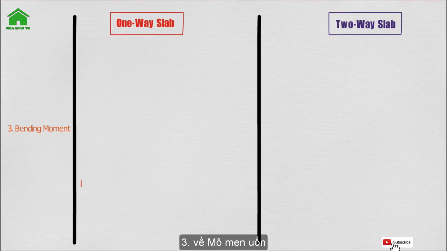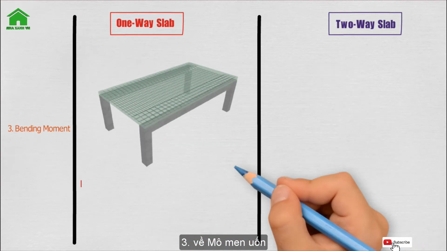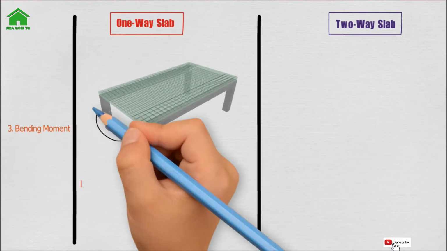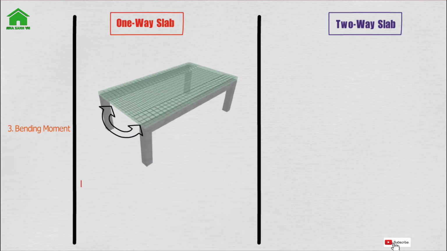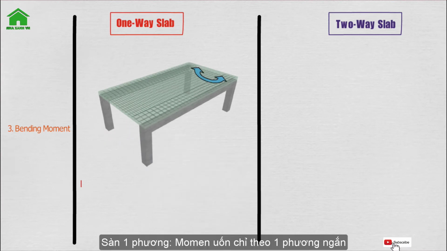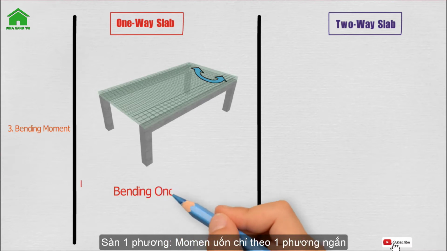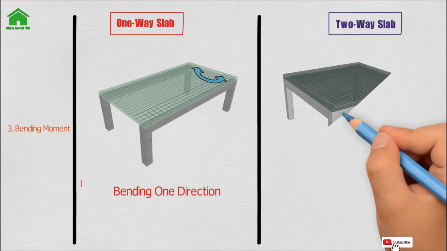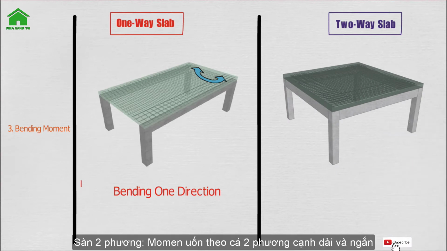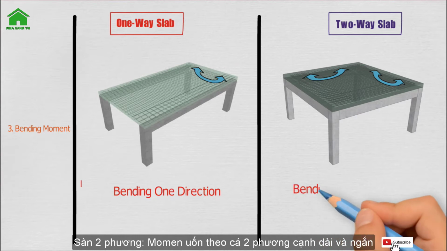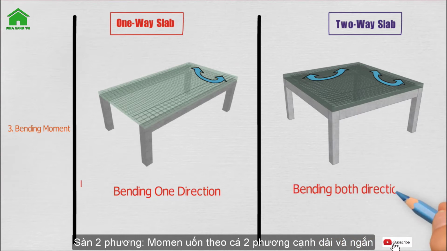Three, about bending moment. About one-way slab, bending in one direction. About two-way slab, one direction and the second direction. So, bending in both directions.